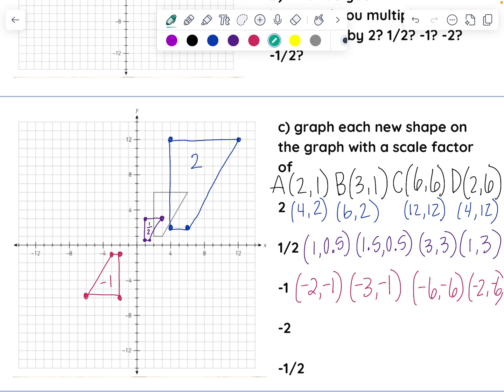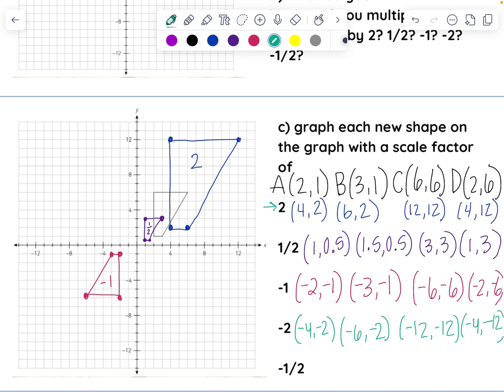Then with -2, we're going to multiply each coordinate by -2. Now, what you can also do is take this, when we multiplied by 2, take all those and then just make them negative. So -4, -2, -6, -2, -12, -12, -4, -12.